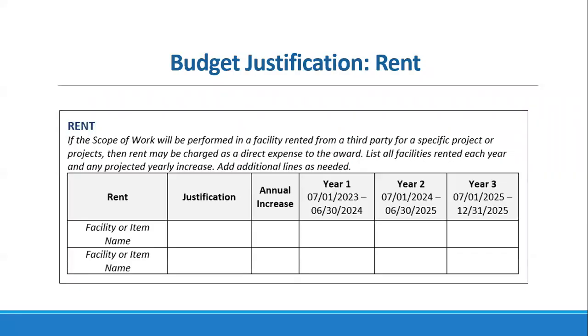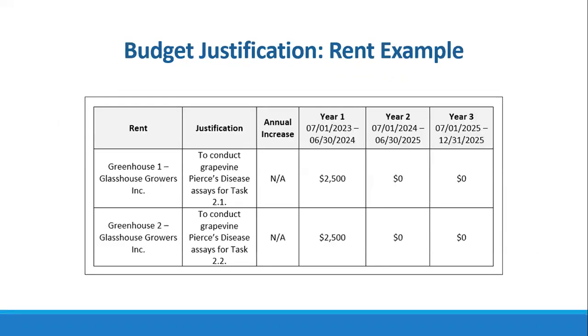Next, on to rent. Here, kind of similar to materials and supplies, rent is a bit of a general category that many different items or locations that can be rented might fall under. So here we provide space for a justification of what each rental is for as well. And here in our example, we see 2 different greenhouses being rented, and then a justification, again pretty broad, pretty brief, and any associated annual increase if an item or location is being rented for multiple years.